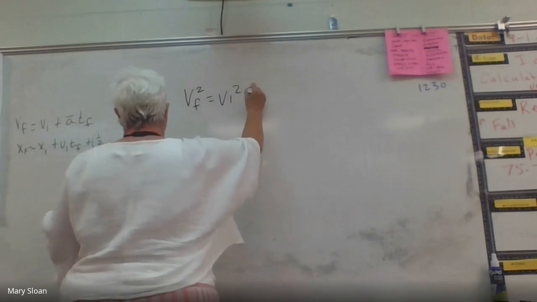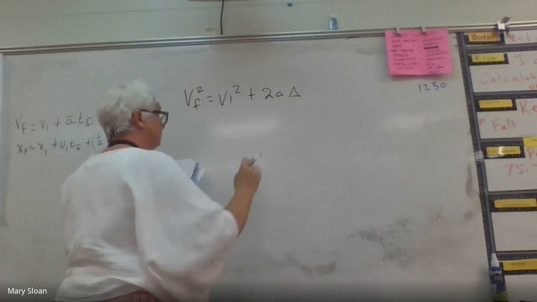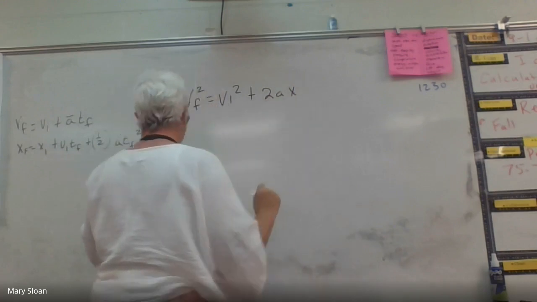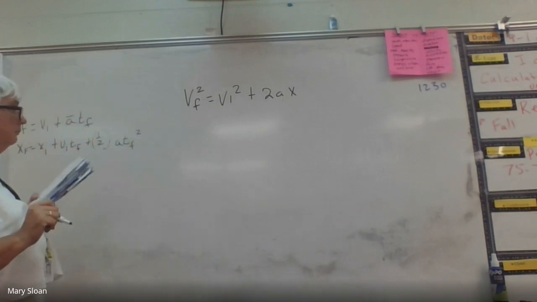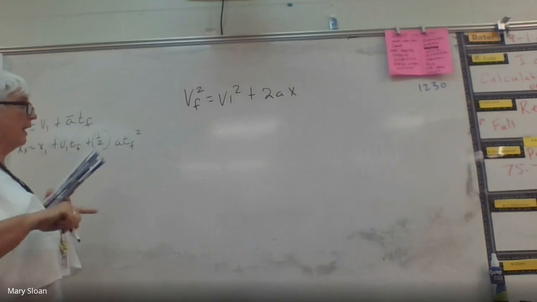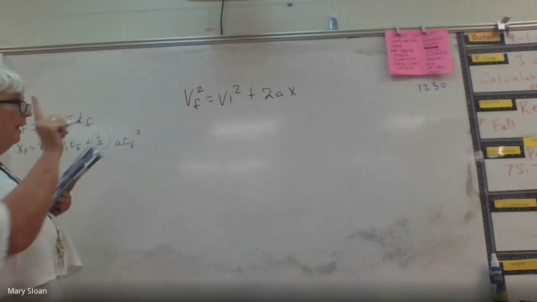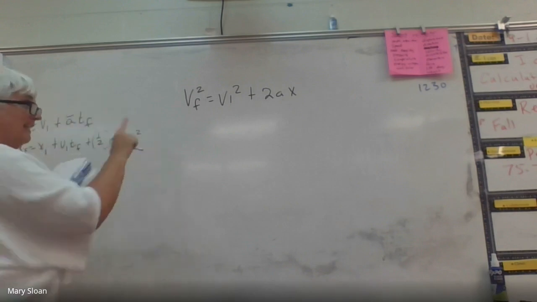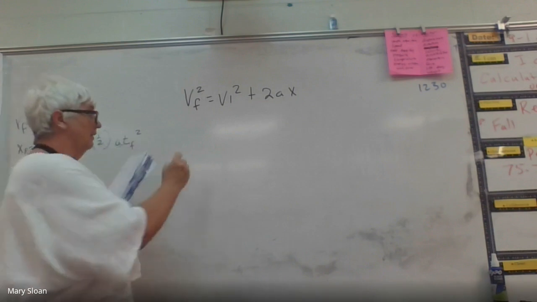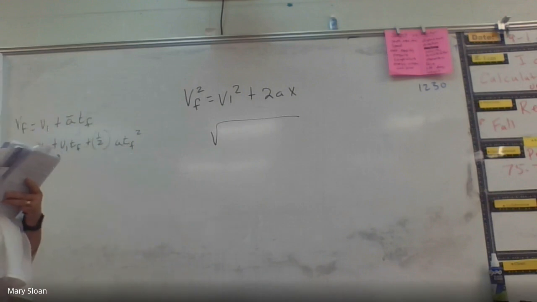Oh, why would it be squared? Okay, so why would it be squared? Do we want velocity final squared? We want velocity final, correct? How do we change that from velocity squared to velocity only? Square root of the formula. It's okay. It's after lunch.